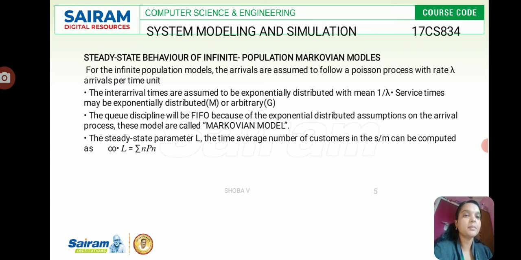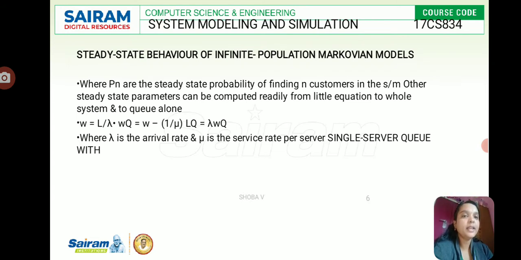For the steady-state parameters, the time-average number of customers in the system can be computed as L equals the summation of n times Pn. This is the steady-state behavior of infinite-population Markovian models, where Pn is the steady-state probability of finding n customers in the system. These can be computed from Little's equation, using the arrival rate and service rate per server, single server queue. w equals L by lambda, wQ equals w minus 1 by mu, LQ equals lambda wQ.